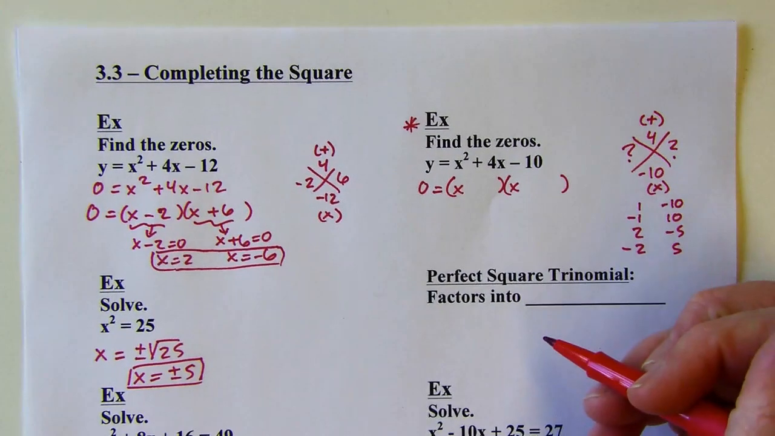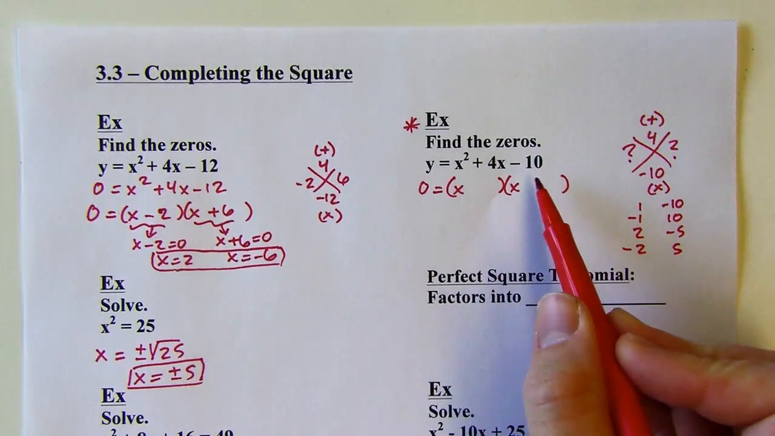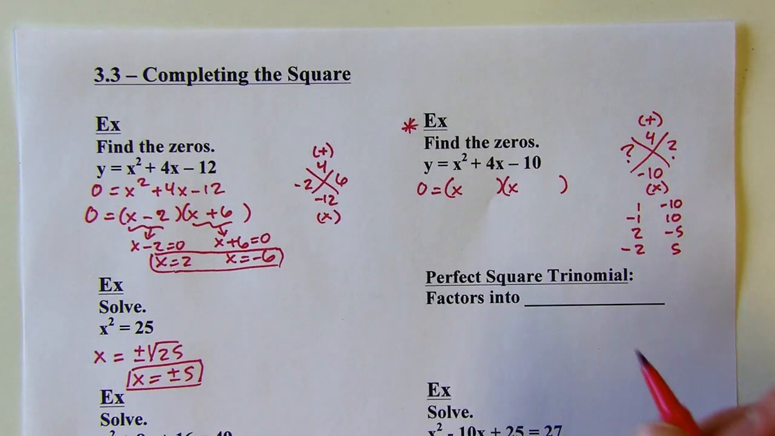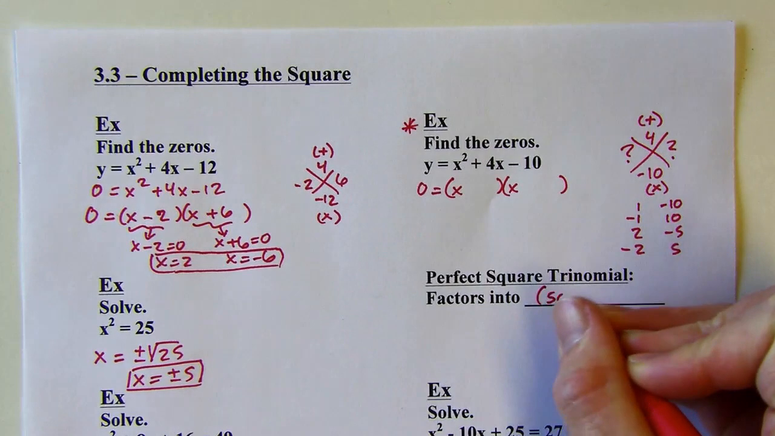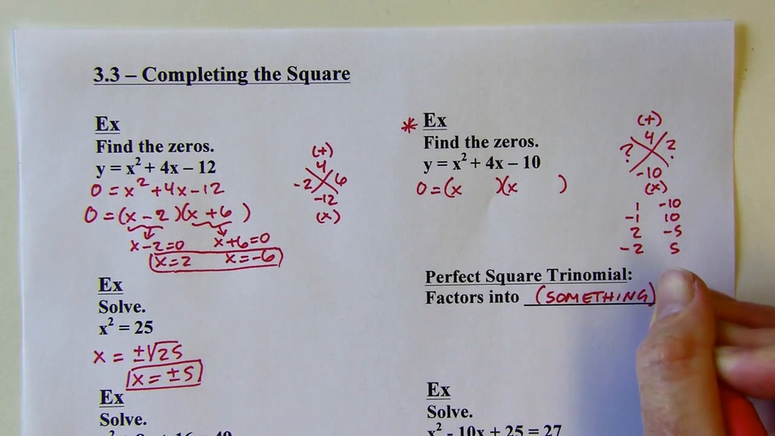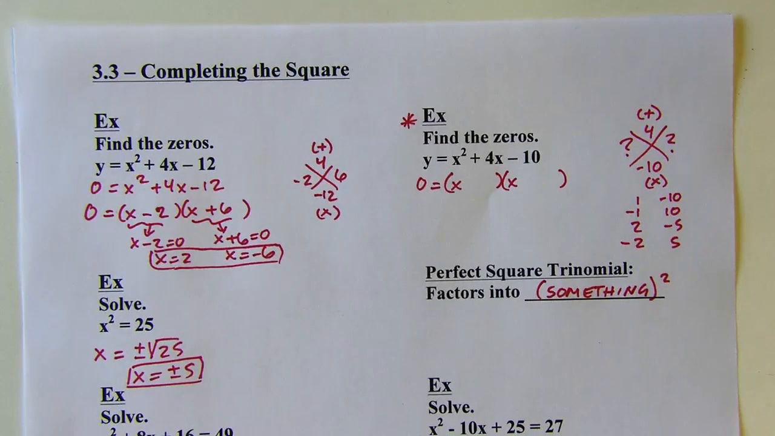All right, a perfect square trinomial is, so you know, this is a trinomial. These are trinomials, quadratic trinomials. But a perfect square trinomial is one that's going to factor into something times itself. So in other words, something squared, right? Or you could write something times the same something, okay?